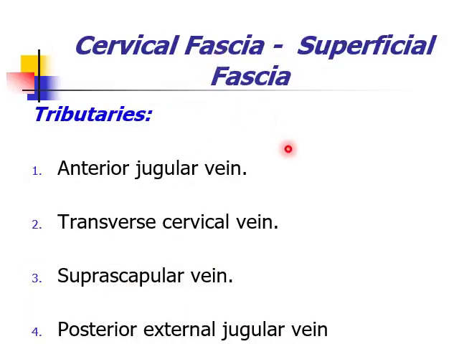This external jugular vein has some tributaries. Among these main tributaries are the anterior jugular vein, the transverse cervical vein, the suprascapular vein, and the posterior external jugular vein.